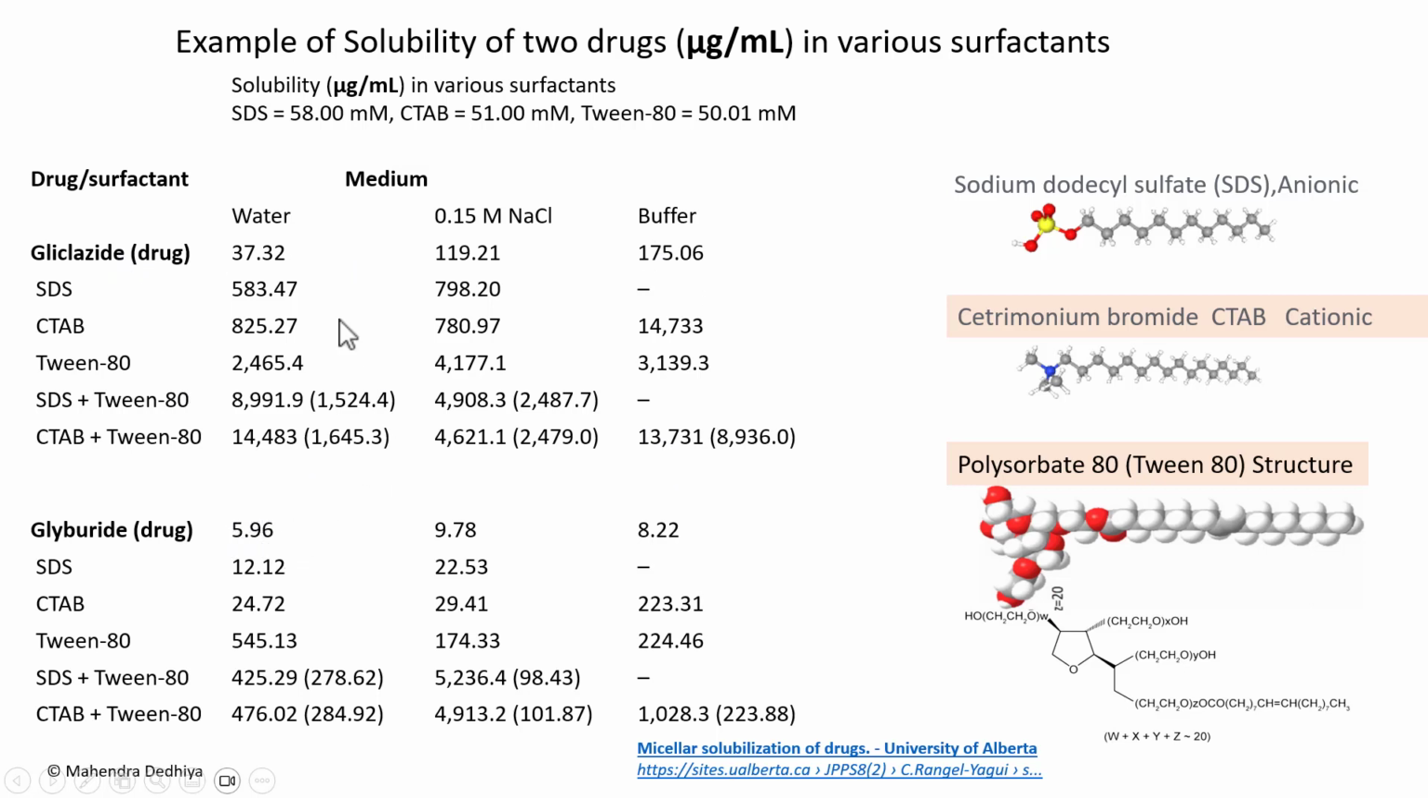Glyburide, an insoluble drug, does not increase in solubility when sodium chloride is added or buffer is added. It increases with surfactants, and Tween 80 increases the solubility by 100-fold. In this case, SDS and Tween do not increase solubility. However, with the salt concentration, solubility increases quite a bit. So that's pretty good news, and one can use that.